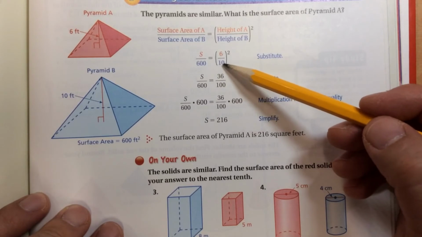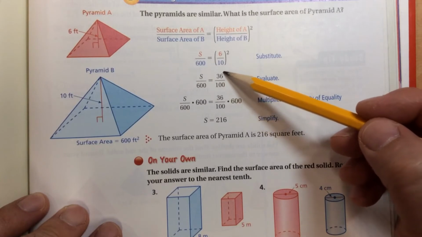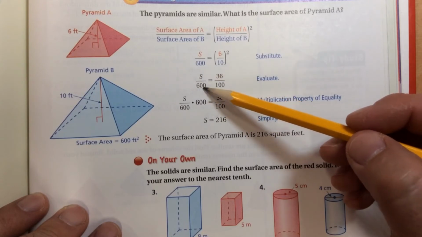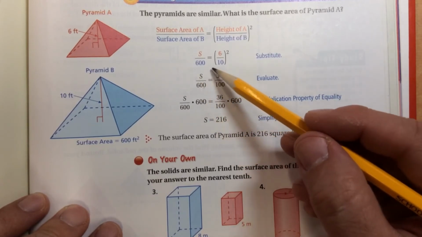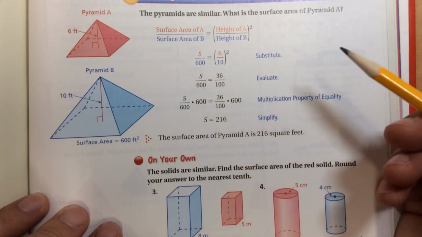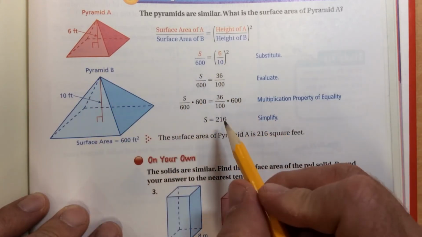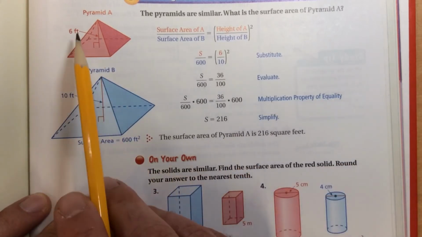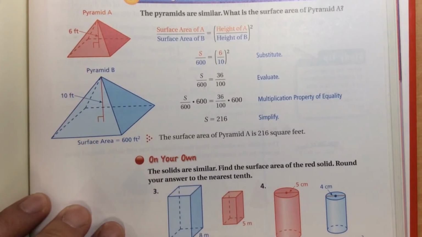So we square those, which means multiply it by itself. So 6 times 6 is 36. 10 times 10 is 100. Well, now that we squared those two, 36 over 100, it just is equal to the surface area over the surface area. And in this case, surface area over 600. So we can just multiply the bottom by 6, multiply the top by 6, and we get 216. 36 times 6, 216. So the surface area of Pyramid A is 216, and it would be feet squared, okay? It tells us the feet, and it has to be squared because we are talking surface area.